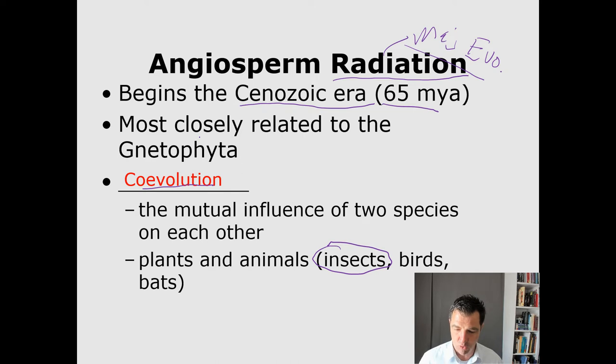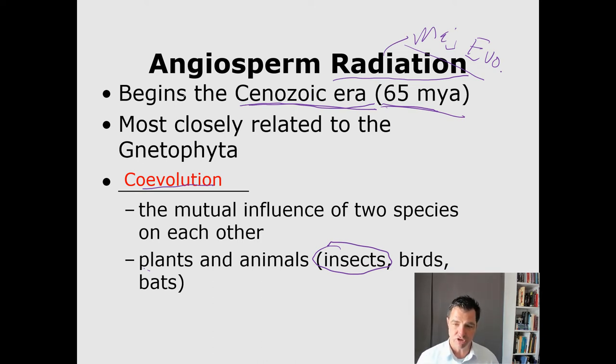most of our orders of insects and our plants are relatively newer in the fossil record, because there was a lot of evolution that occurred between these groups, particularly insects and plants, during the Cenozoic, right after the Cretaceous extinction, 65 million years ago. That's when most of the large dinosaurs also vanished.